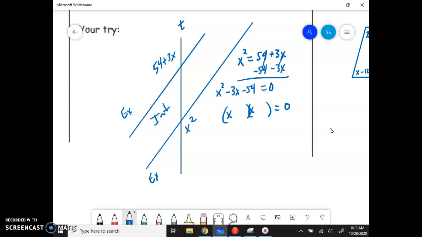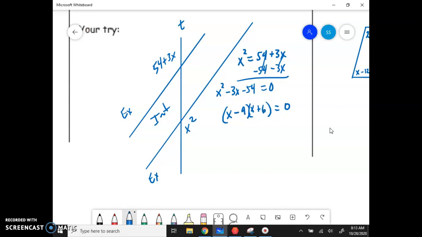So we know the signs are going to be different. Let's start with that. There we go. So what two numbers multiply to negative 54, add up to negative 3? I'm thinking negative 9 and positive 6.